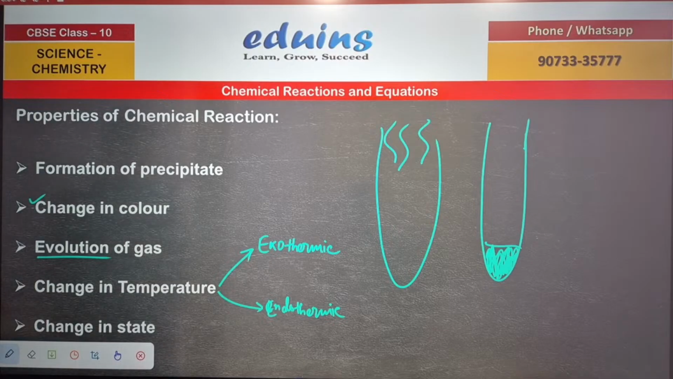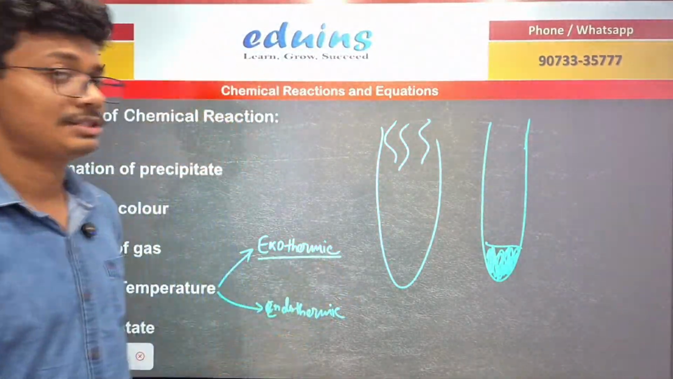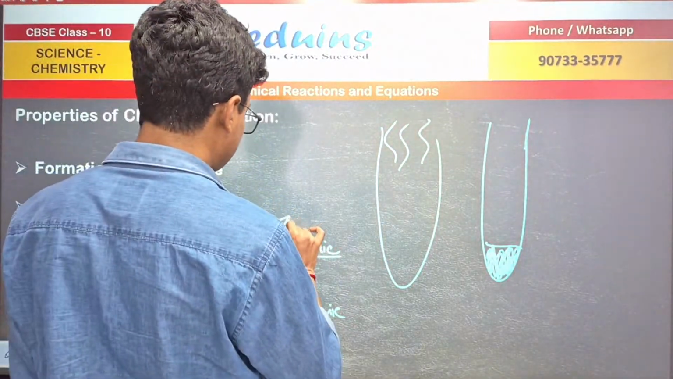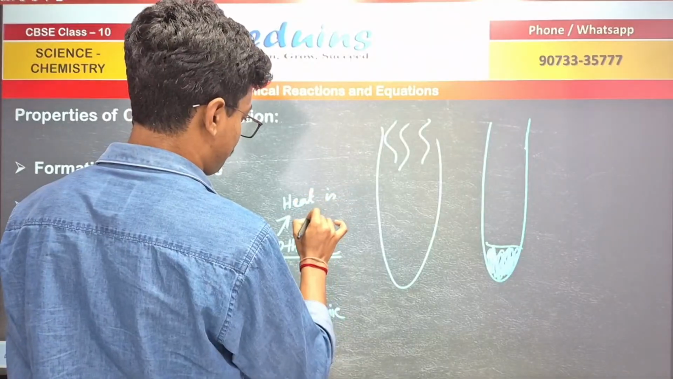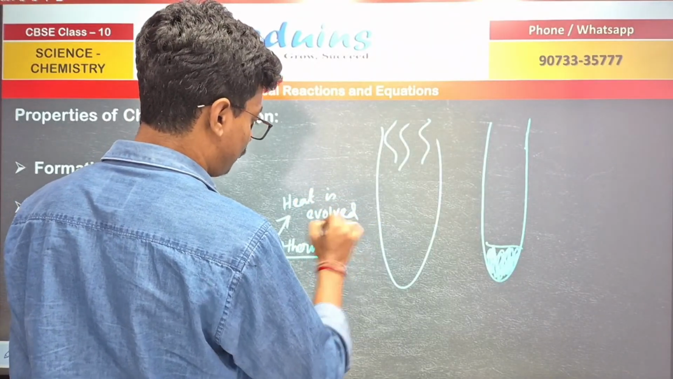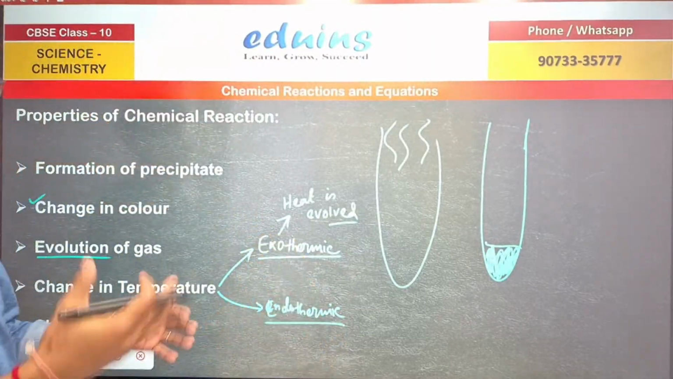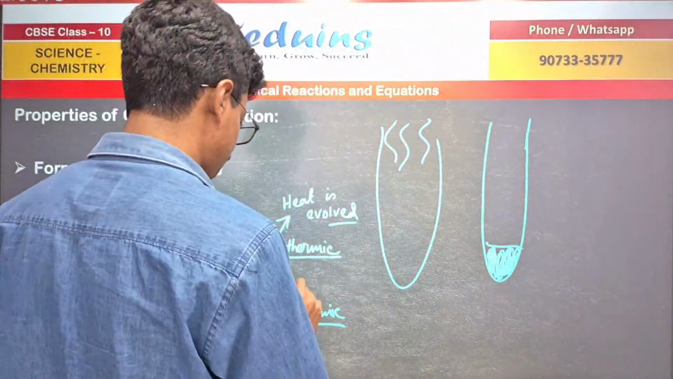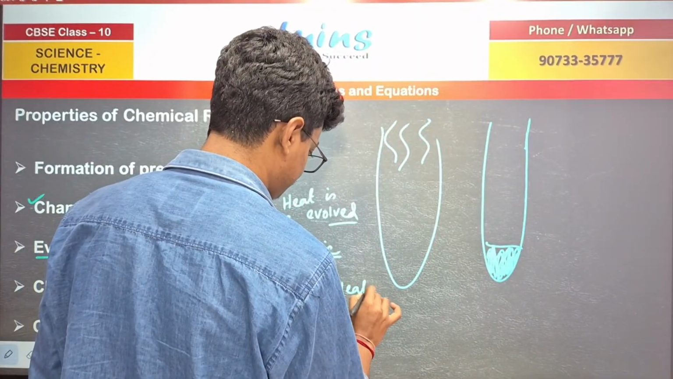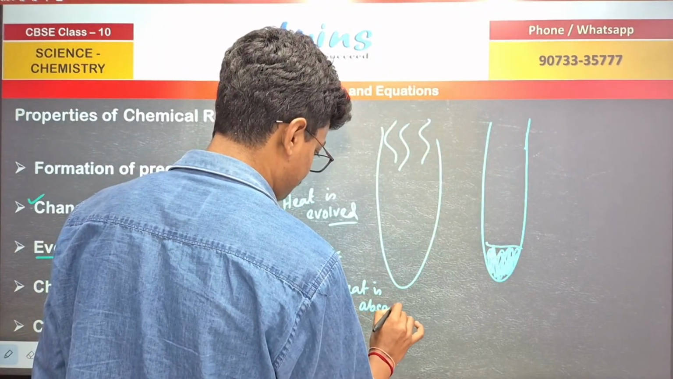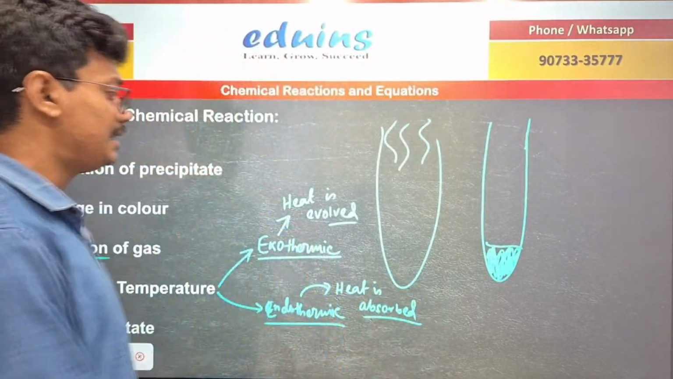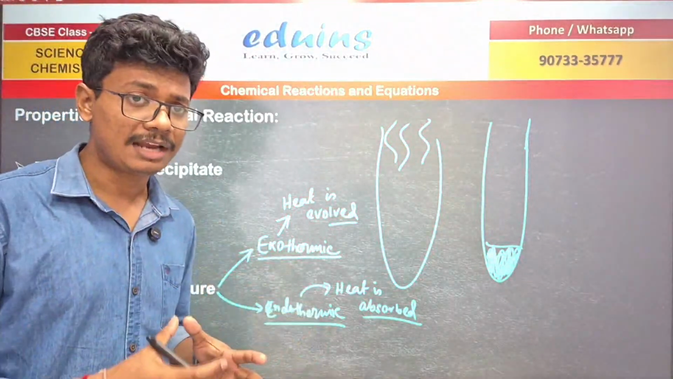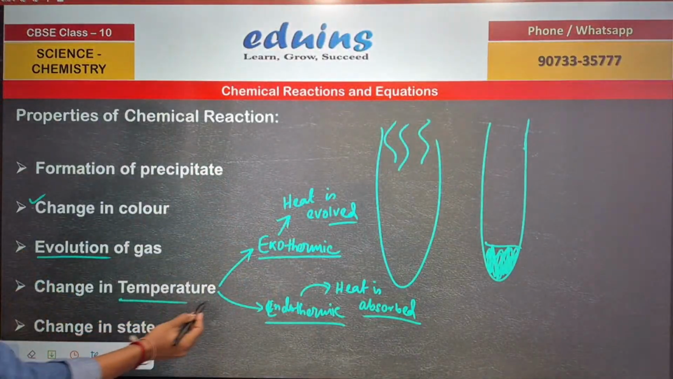Okay. Exothermic chemical reaction is where heat is evolved from the reaction. And the endothermic reaction is where heat is needed, heat is absorbed. Clear? Heat is evolved and heat is absorbed. So these are the types of chemical reaction. This is the property, that is change in temperature.